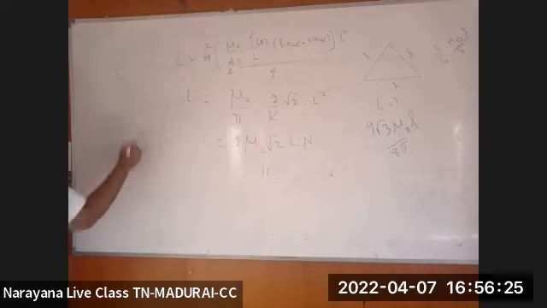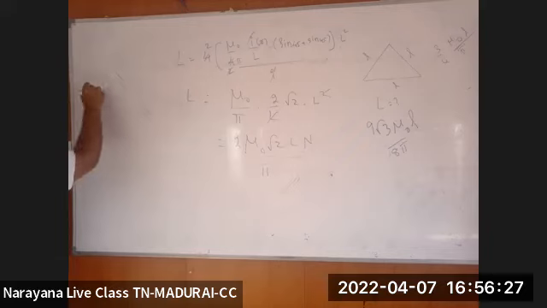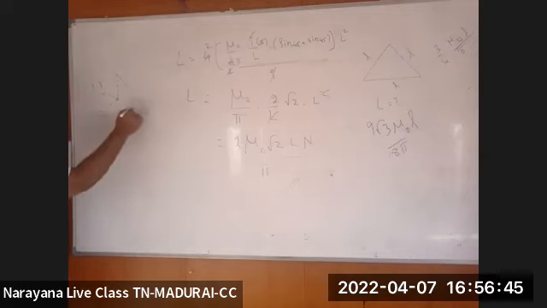equilateral triangle. Assume some current I ampere is flowing at the center. If the length of each side is L, assume. What is the perpendicular distance? Total angle is 60, means this angle is how much? 30 degrees. I will assume perpendicular distance x. This is how much? L by 2.